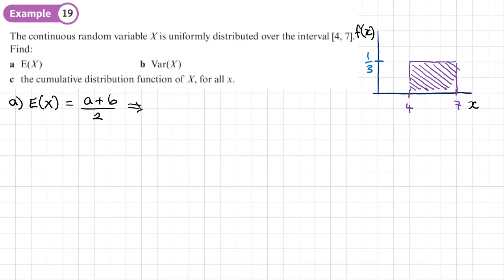So that will be 4 plus 7 over 2, 11 over 2. We can leave it like that, or 5.5.